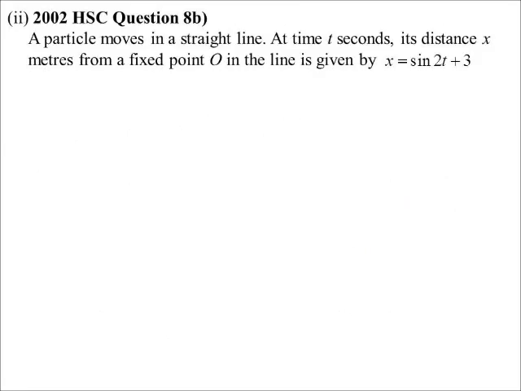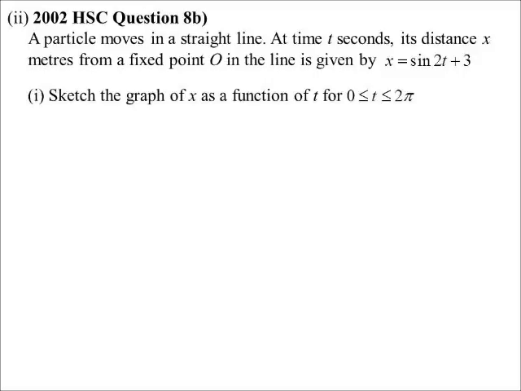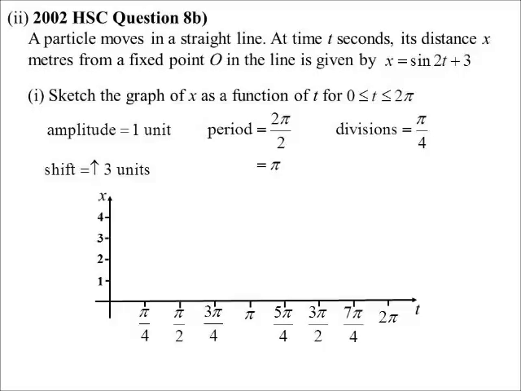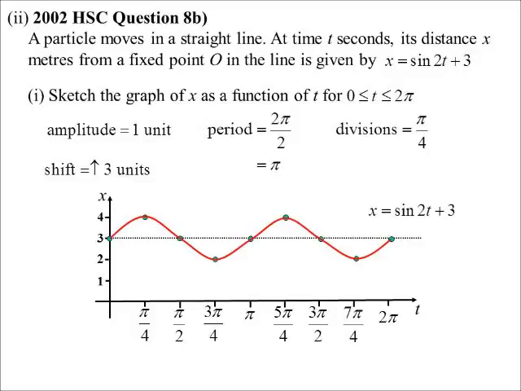Let's try another one. Particle, straight line, seconds. This time it's a trig function that's travelling along. Sketch the graph. So in other words, let's find all the information. The amplitude is 1. I've shifted it up 3. The period is pi. I'm going to mark off my divisions every pi on 4. Now, a sine curve normally starts at the origin, but we've shifted it up 3. So I'm going to start at 3, and then we go up and down, up and down. There we go. So there's our displacement graph.